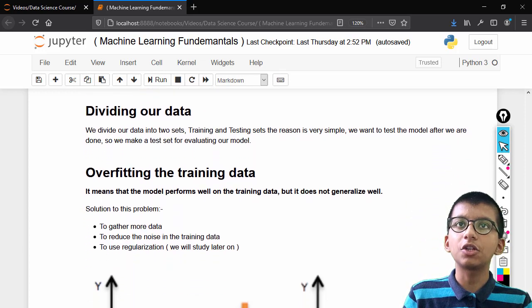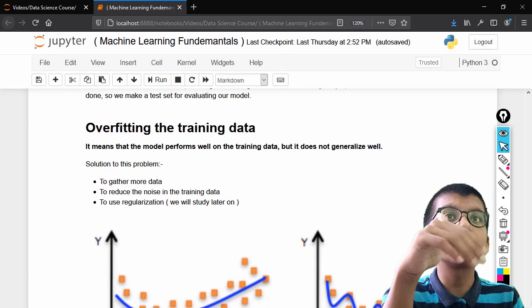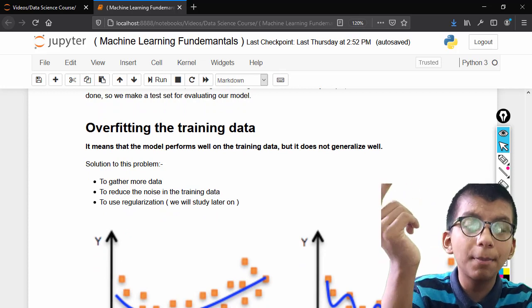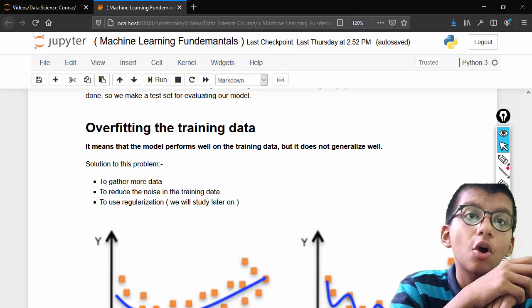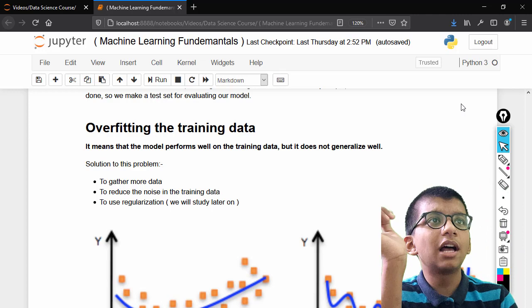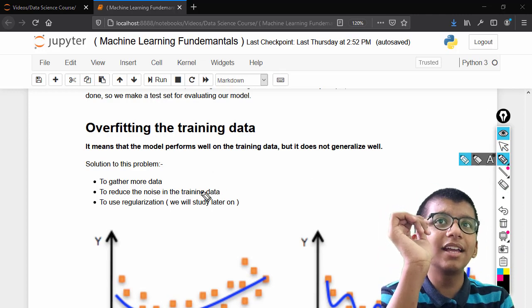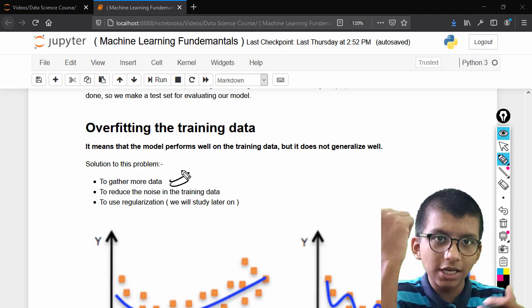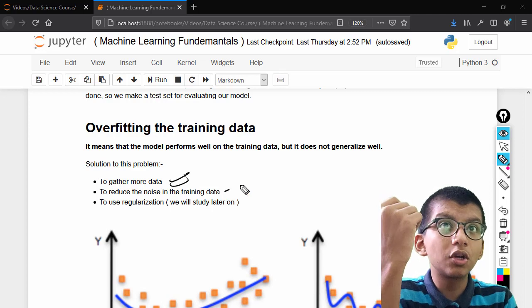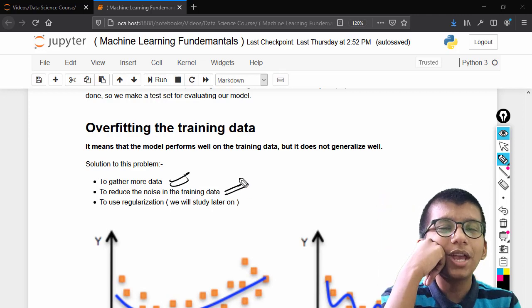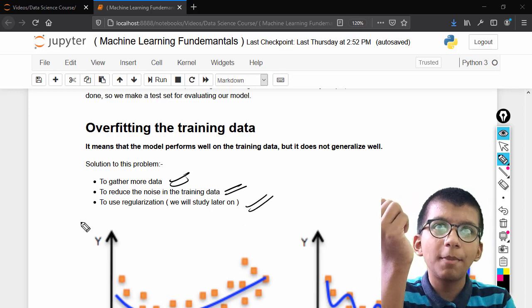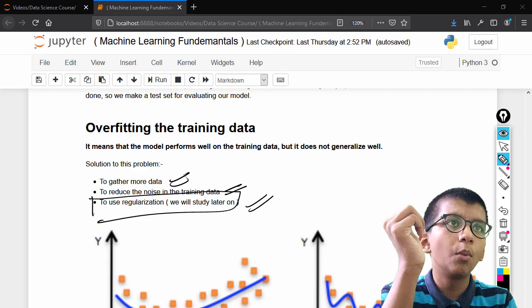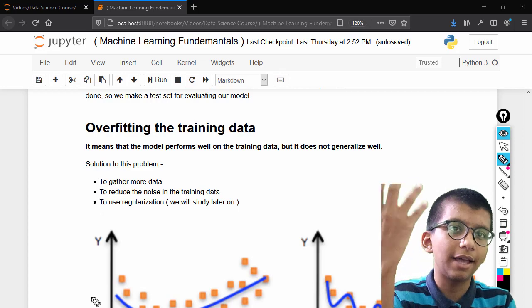So let's take a look at the definition. It means that a model performs well on the training data, but it does not generalize well on the testing set or new examples. The solution for overfitting is to gather more data, to reduce the noise in our data, meaning Gaussian noise, and to use regularization. Mainly we do this. Okay, we'll talk more about the details later on.